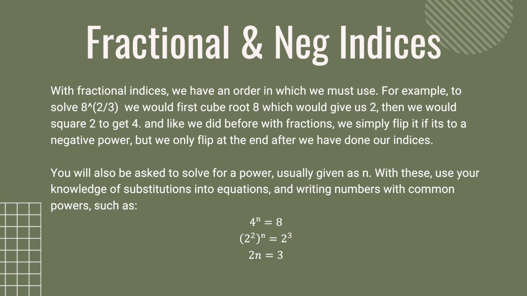You will also be asked to solve for a power, usually given as n. With these, use your knowledge of substitutions into equations and write the numbers with common bases, such as in this example, 4 to the power of n equals 8. 4 and 8 can be written as powers of 2, so do 2 squared, all to the power of n, equals 2 to the power of 3. Now our 2s cancel as we've got the same base here. So we do 2 times n, and this would equal 3. So 2n would equal 3 in this scenario.